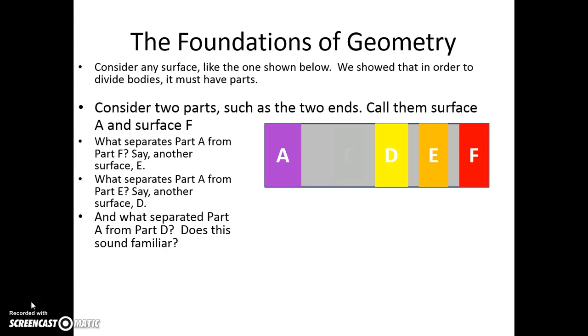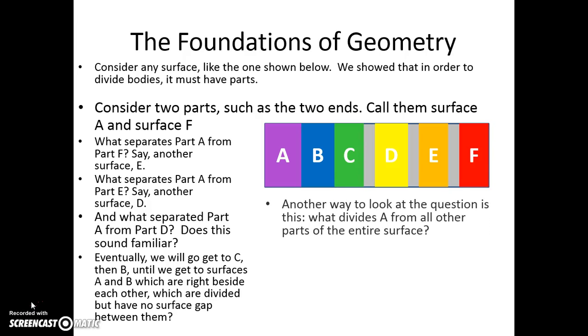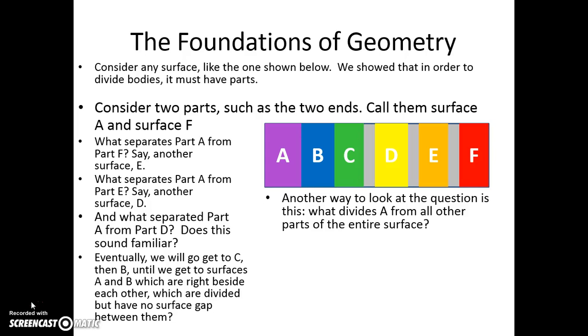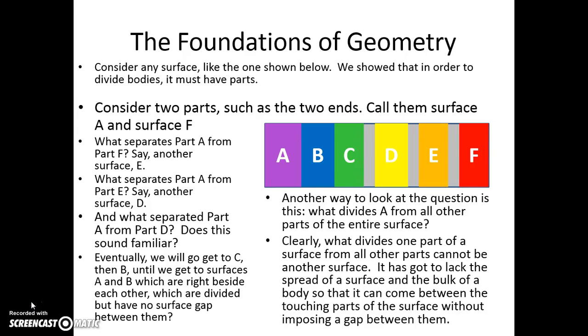Does this sound familiar? We have here a part C. So we get to C and then B until we get to surfaces A and B, which are right beside each other, which are divided but have no surface gap between them. Another way to look at the question is this: what divides A from all other parts of the entire surface? Clearly, what divides one part of a surface from all other parts cannot be another surface. It has got to lack the spread of a surface and the bulk of a body, so that it can come between the touching parts of the surface without imposing a gap between them.